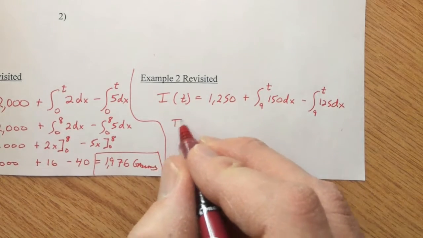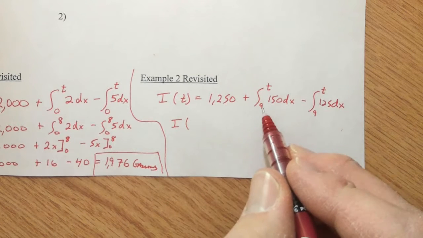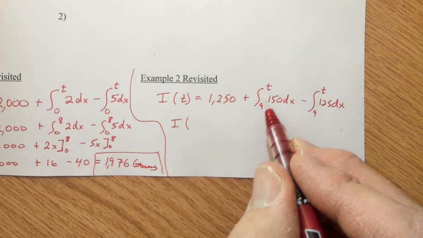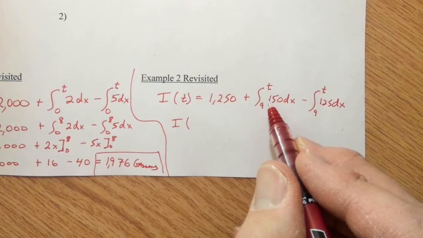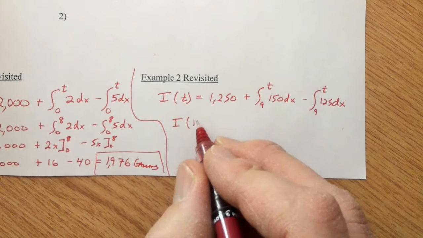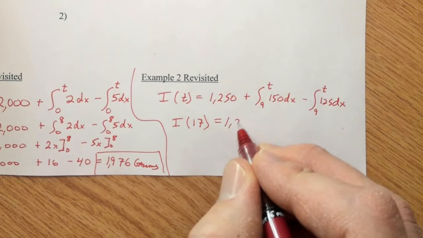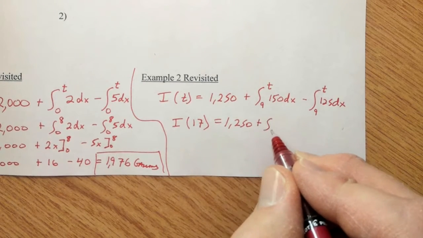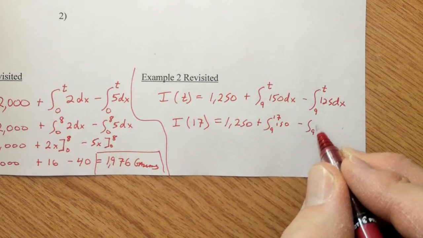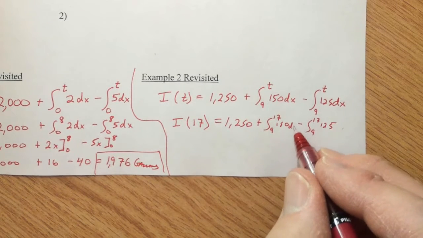And if we were interested in the amount of people at 5 p.m., well, noon would be 12, 1 would have to be 13, 2 is 14, 3 is 15, 4 is 16, and 5 is 17 hours into the day. Think military time. So I of 17 would be 1250 plus the integral from 9 to 17 of 150 minus the integral from 9 to 17 of 125. Oops, I forgot my dx's.